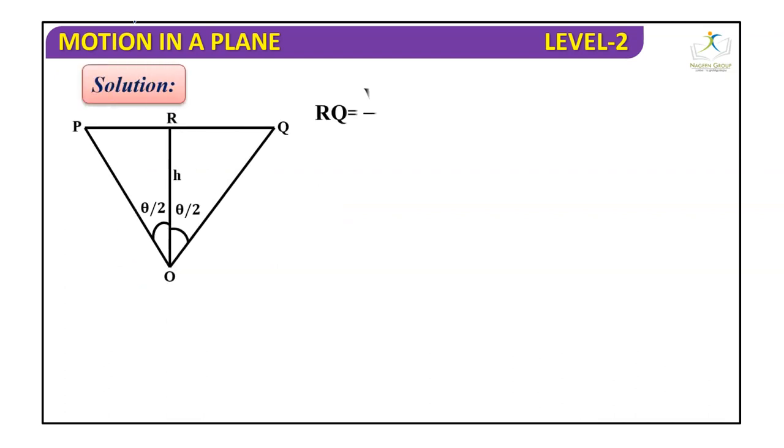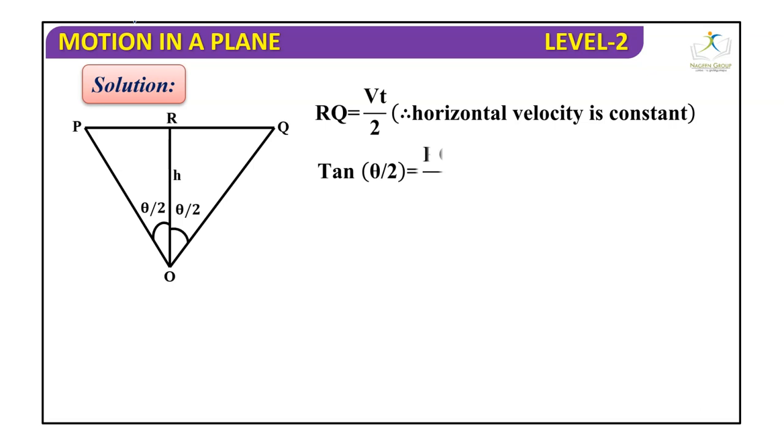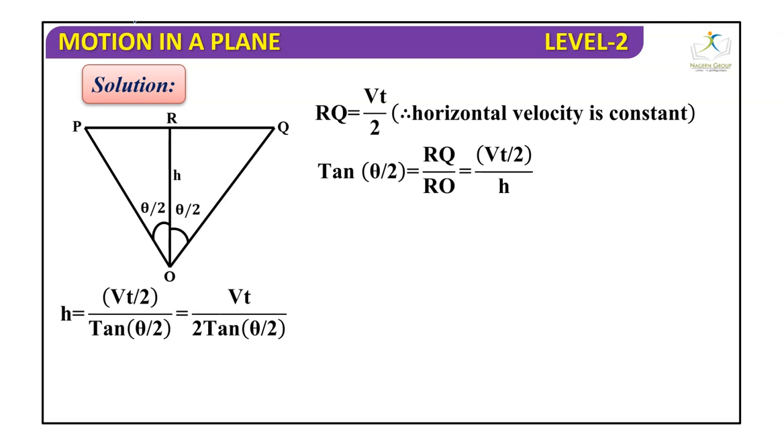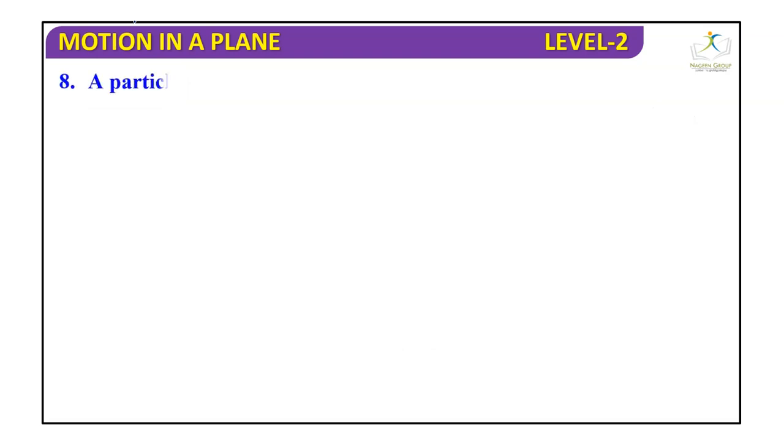Now move with the solution part. So as you can see, we have 3 corners. Now RQ is equal to Vt by 2. tan theta by 2 is equal to Vt by 2 times H. So H is equal to Vt divided by 2 tan theta by 2.